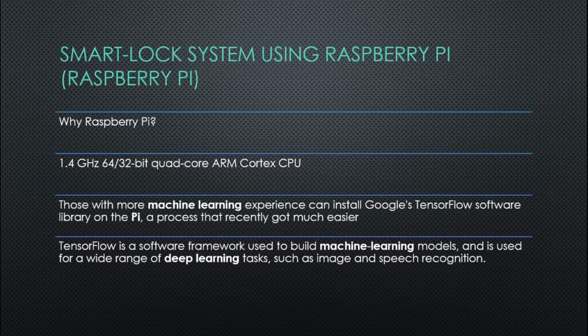Why am I using Raspberry Pi here? This board has good processing power. It has a clock speed of 1.4 gigahertz, and it is a 32-bit quad-core ARM Cortex CPU. So it means that I can use my machine learning libraries here easily, libraries like TensorFlow, NumPy, dlib, OpenCV. These run flawlessly on Raspberry Pi.